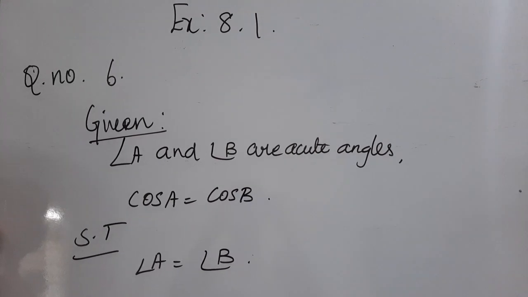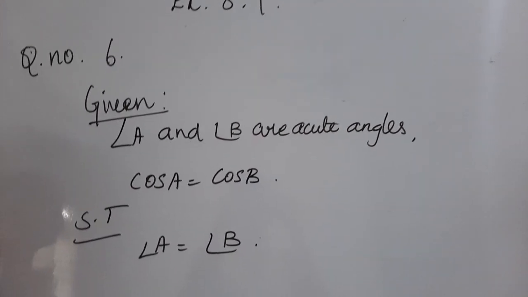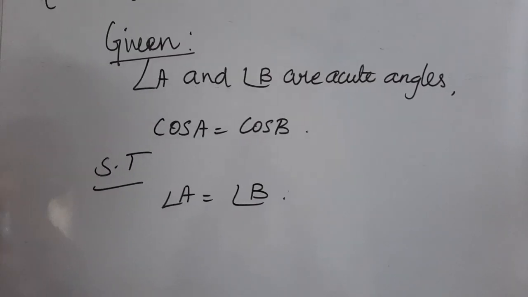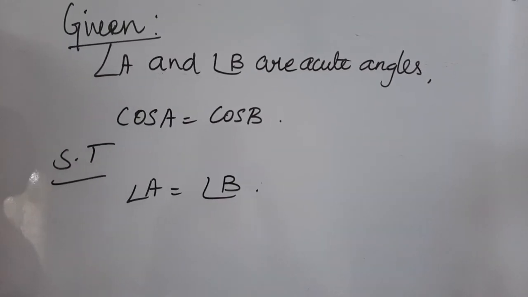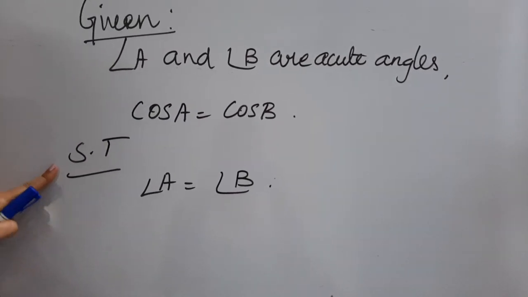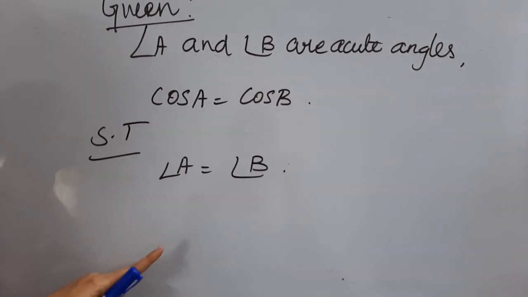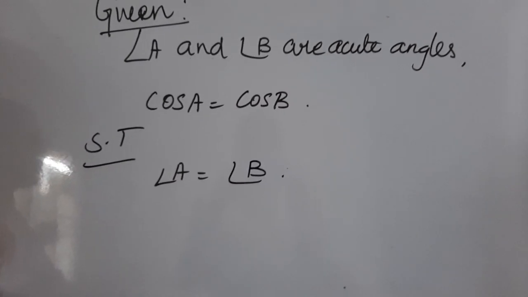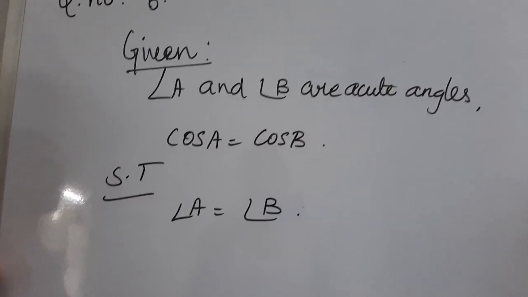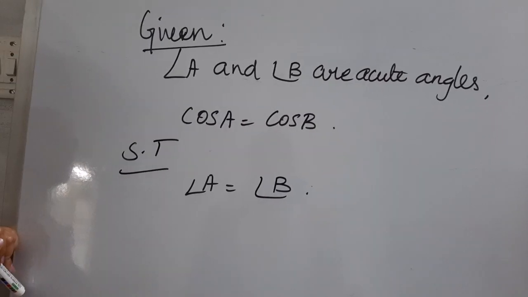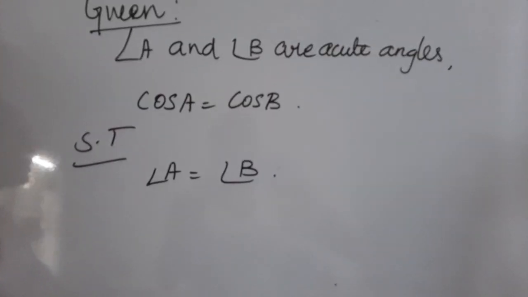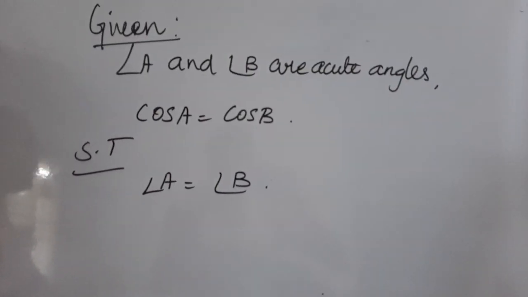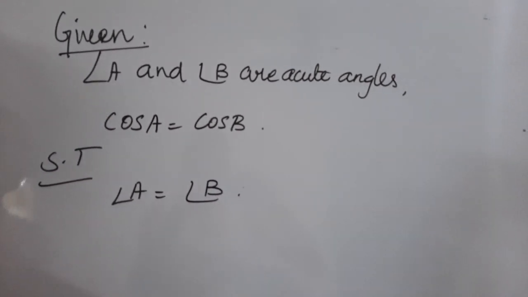It is given that angle A and B are acute angles of a triangle such that cos A is equal to cos B. What do we want to prove? We need to prove that angle A is equal to angle B. If we consider a right angled triangle, and in that right angled triangle, if cos A is equal to cos B, we need to prove that the angles A and B must be equal. Now let us see how to prove that.